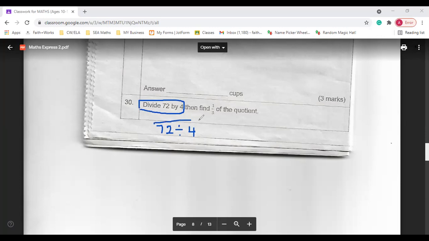All right, think of it like a flow chart. 72 divided by 4. Then find a third. All right, then you have to divide whatever answer that is. Let's call that answer n, divided by a third. No, multiply by a third. All right, a third of means multiply. So a third of whatever the answer is. So let's look at the answers.